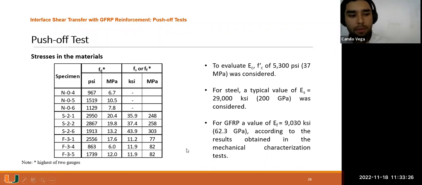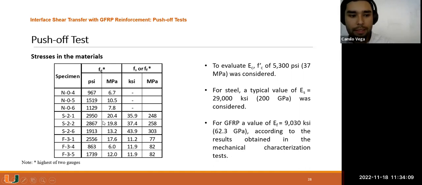And basically, the results show that the level of stress in the reinforcement, for example for steel reinforcement, these three values, is much lower than the fy. In this case, this was steel grade 60, so the fy is 60 ksi. So the stress level is much lower than that value. And the same situation for the GFRP, with a value of around 12 ksi, much lower than the tensile strength of the material, which is about 100 ksi.